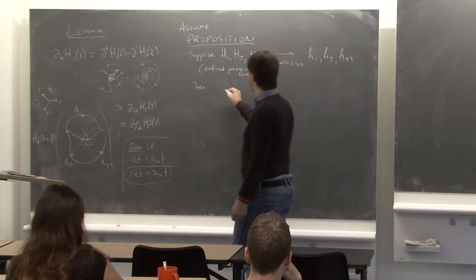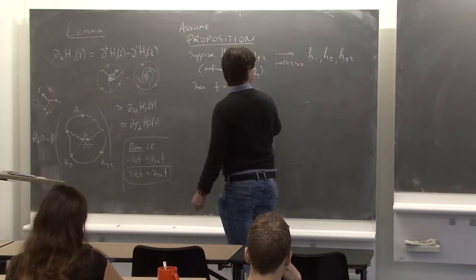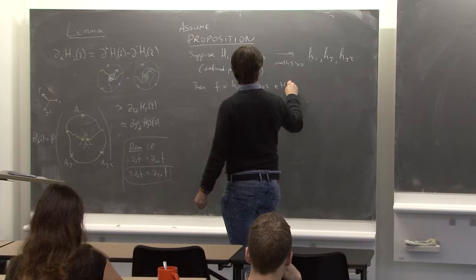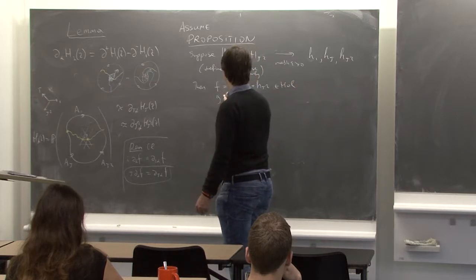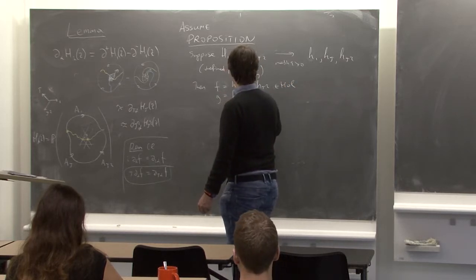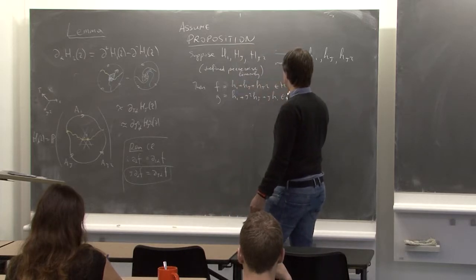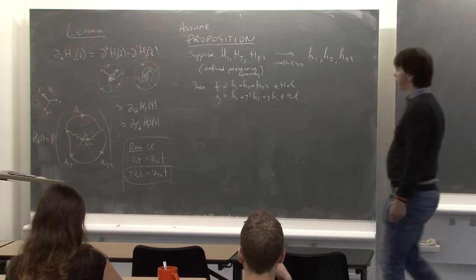Then, for example, the following functions would be analytic: h1 plus tau squared h tau is analytic, and g, which is h1 plus tau squared h tau plus tau h1, is analytic.